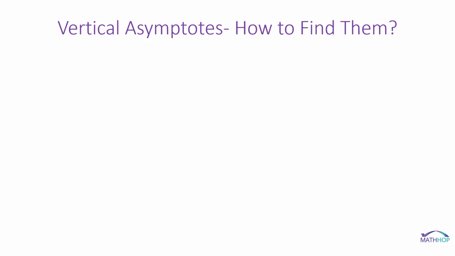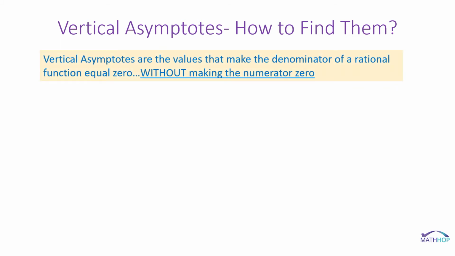Okay, so how do we find these things? Well, you may have already figured out, if we can't divide by 0, vertical asymptotes are the values that make the denominator of a rational function 0. However, one little caveat that we won't do too much with in this course, that value can't also make the numerator 0. So you want the values of x that make the denominator 0 without also making the numerator 0.